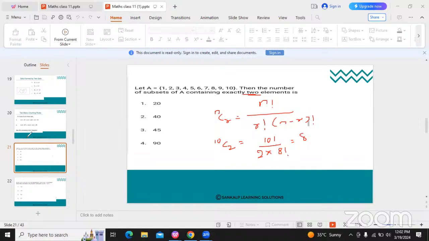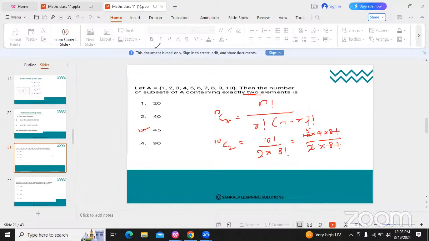You can write it. Yes, it is 10 into 9 into 8 factorial. Why? Because 8 factorial is already there. So 2 into 8 factorial, 8 factorial gets cancelled. 2 and 5 twos are 10, 5 into 9 is 45. That is option 3. 45 is the right answer.